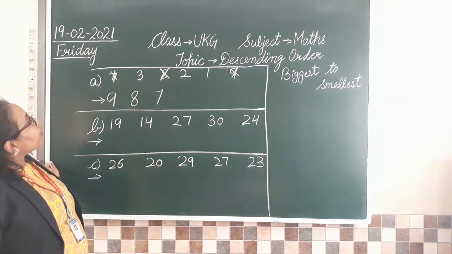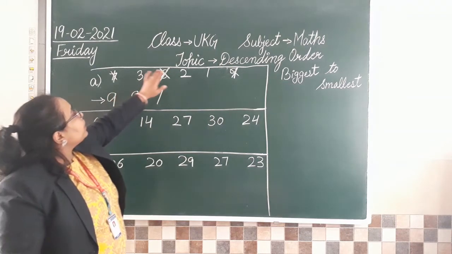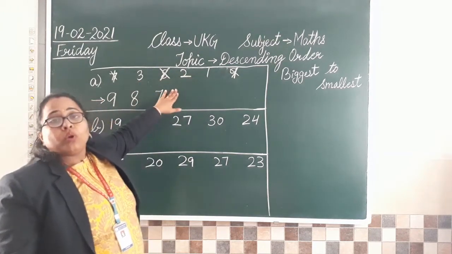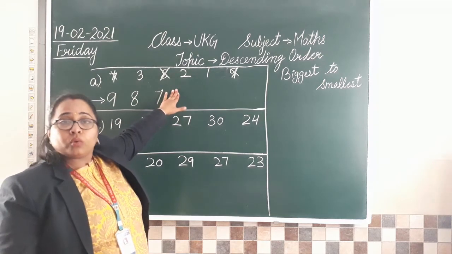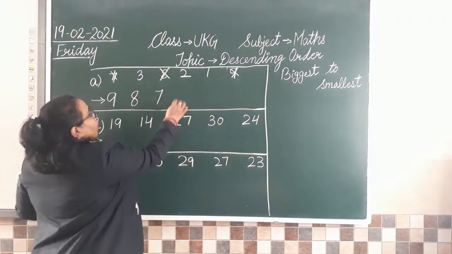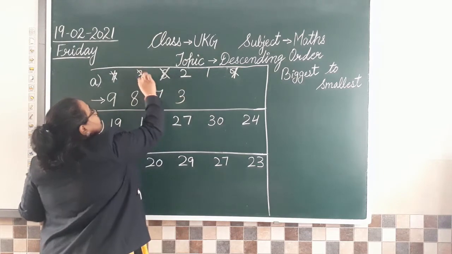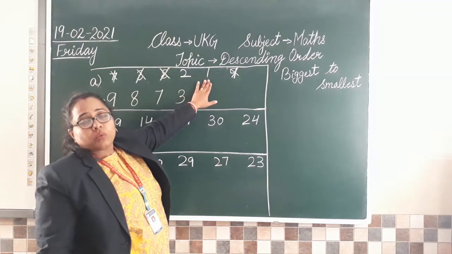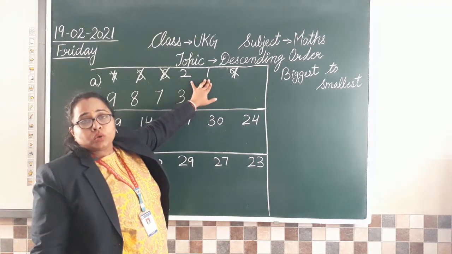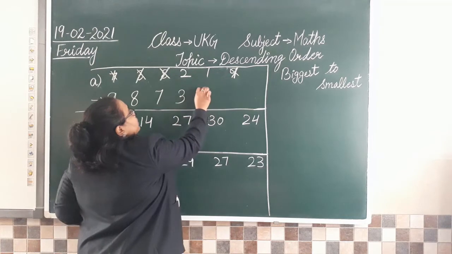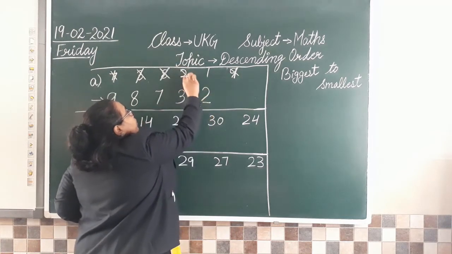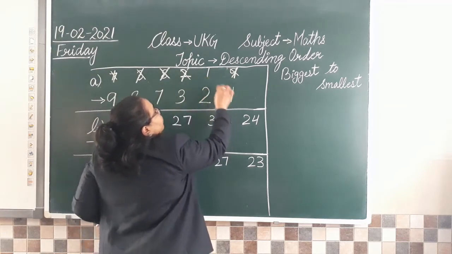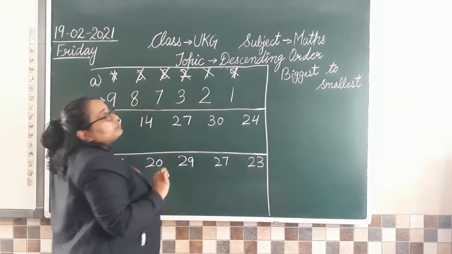Clear? Now we have the numbers 3, 2, 1. तो अब बताइए 3, 2 और 1 में which is the biggest? 3 is the biggest. So we will copy 3. Now we have 2 and 1. So which is the biggest? 2. 2 is bigger than 1. So we will write 2. Put a cross. Now if you will see only 1 is left. So we will copy 1 and we will cross it.